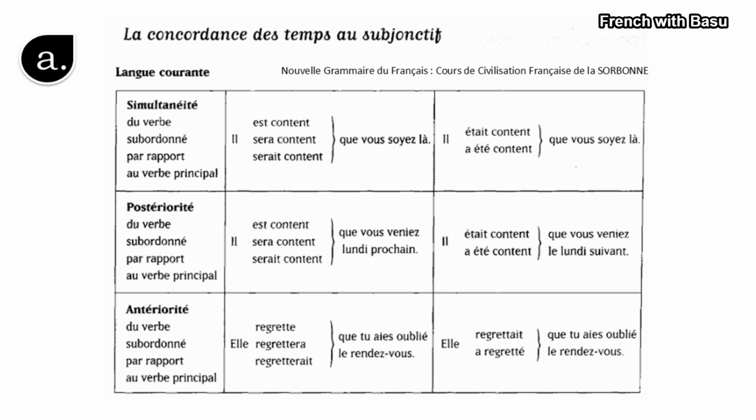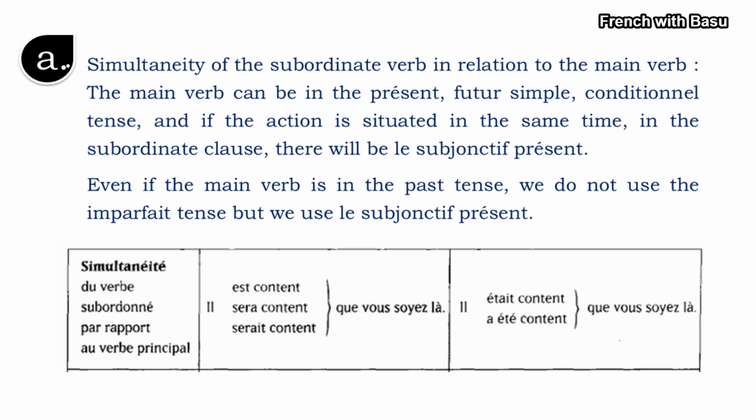Nouvelle grammaire du français, cours de civilisation française de la Sorbonne. La concordance des temps au subjonctif. Simultanéité du verbe subordonné par rapport au verbe principal. Simultaneity of the subordinate verb in relation to the main verb. The main verb can be in the present, future simple, conditional tense.